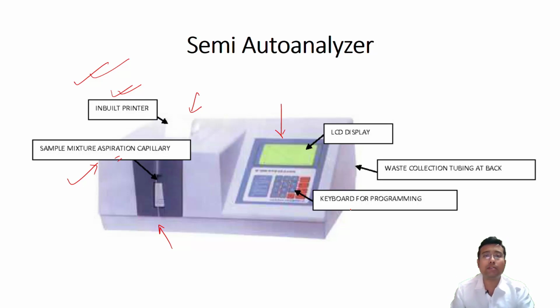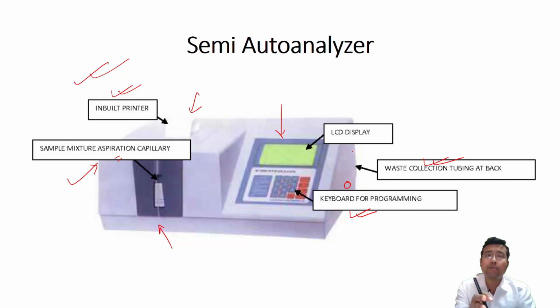Next, there will be a keyboard for programming where you can set all the parameters, where you can set factors manually. And lastly, there will be a waste collection tubing at the back. There will be a bottle in which all the waste materials will be collected. One more thing at the back is the main power switch. It may be at the side or it may be at the back. Very important.